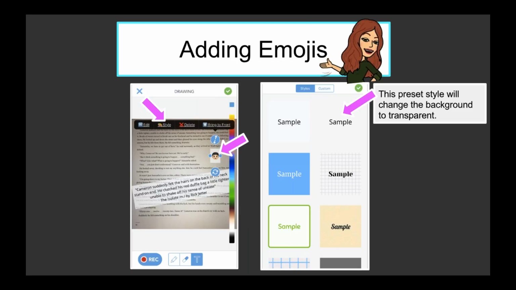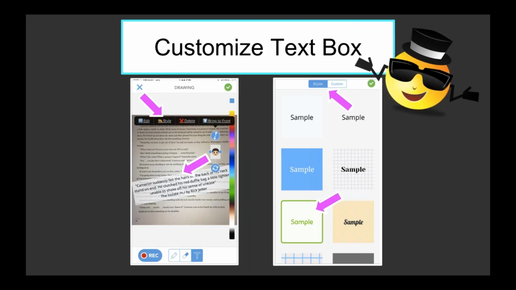When you're adding emojis, you do the same thing. You will click outside of the text box you were just in, so anywhere on the picture, and then you just add your emoji. You would choose the second sample preset. When you choose that preset, it makes the emoji transparent, so it doesn't have that tape looking on the back side of it.